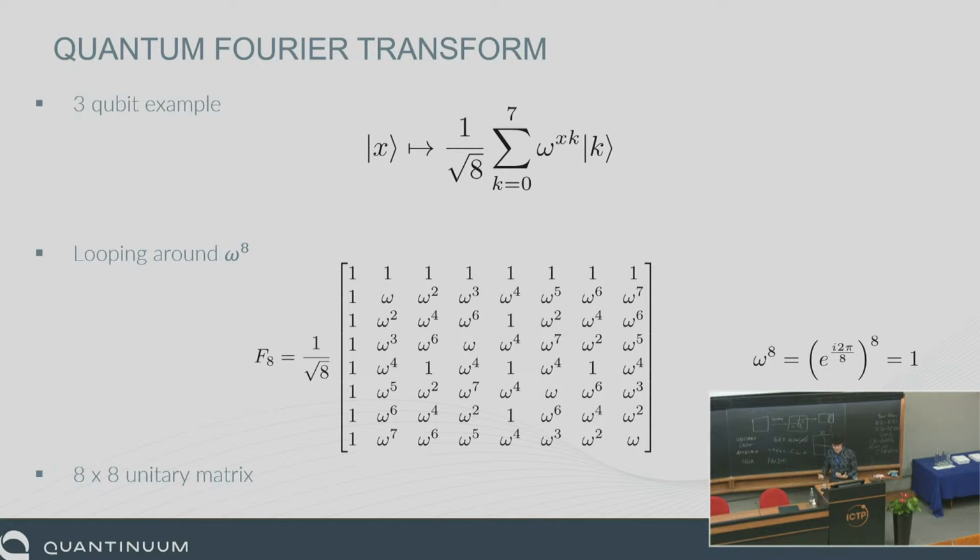And this is a 3-qubit. We aim to implement this as a 3-qubit thing because we've got a 2 to the power of 3 by 2 to the power of 3 unitary matrix.